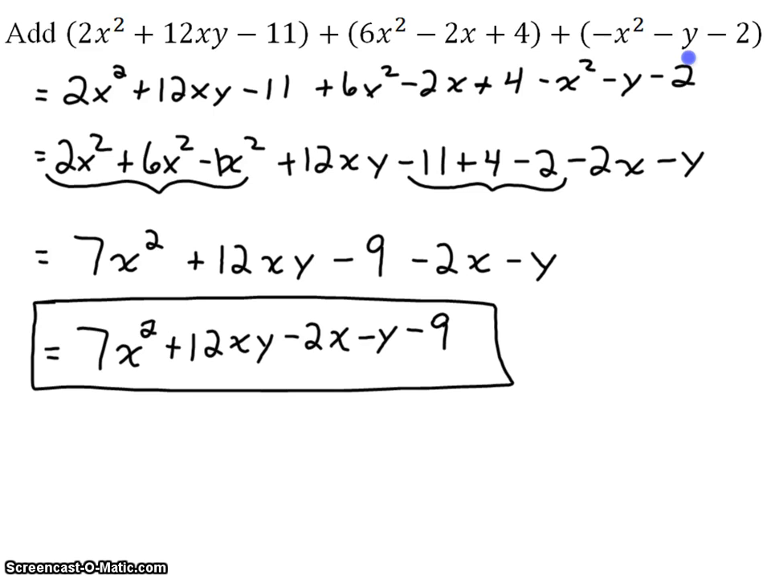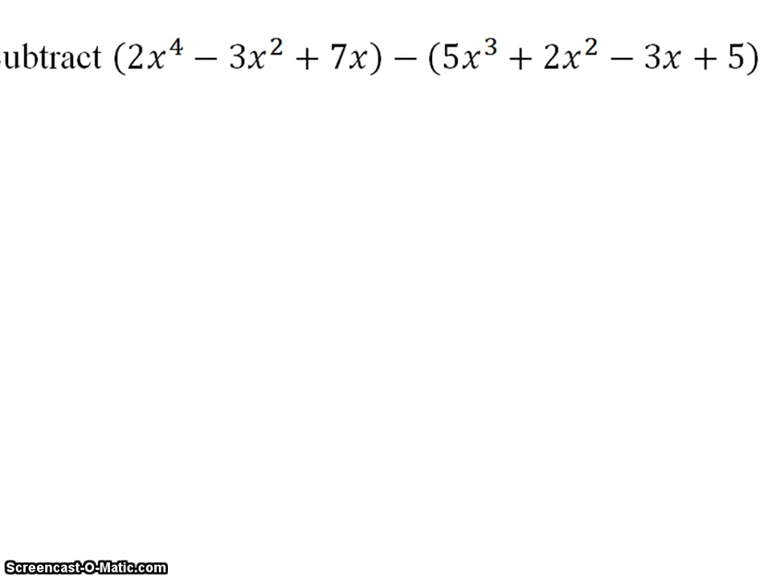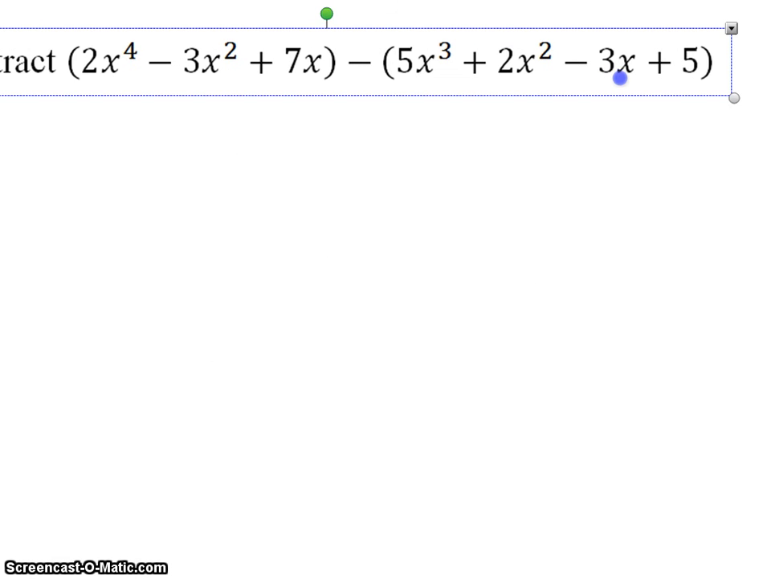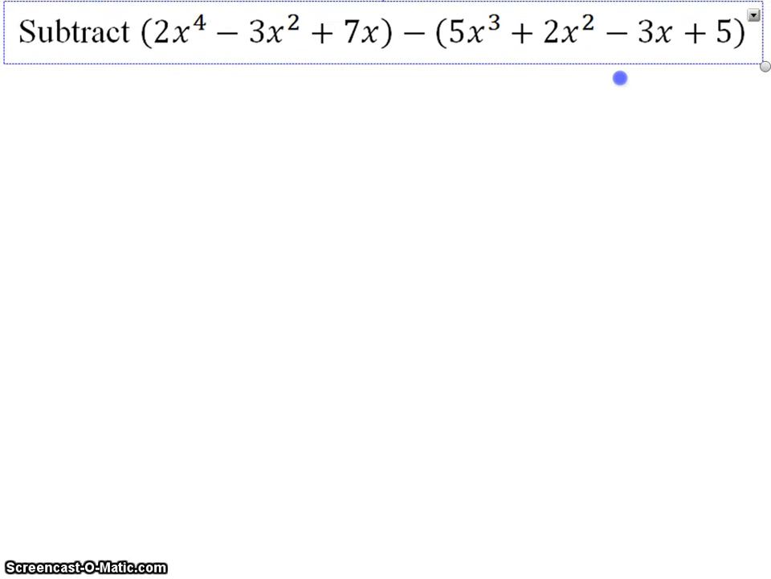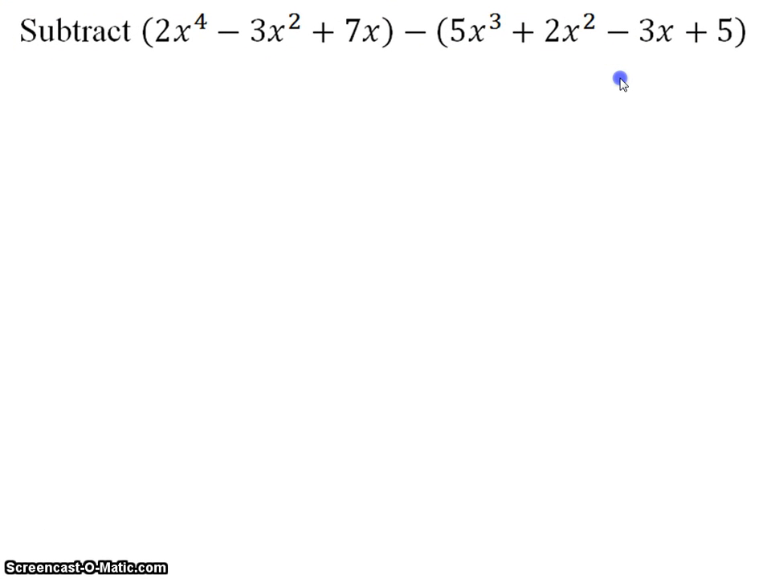Okay, now an example of subtracting. In this example, we have a trinomial, 2x to the 4th minus 3x squared plus 7x, minus a polynomial with 4 terms, 5x cubed plus 2x squared minus 3x plus 5.